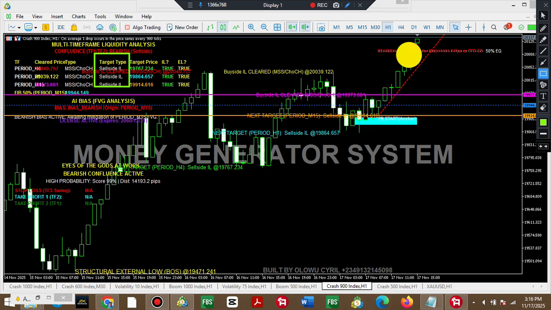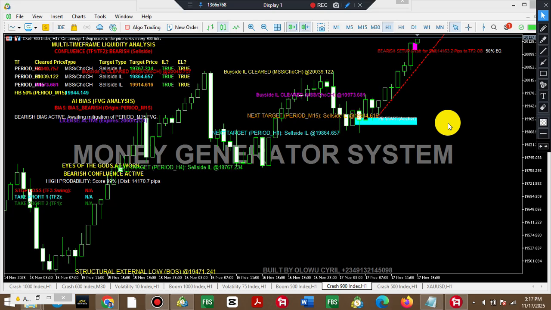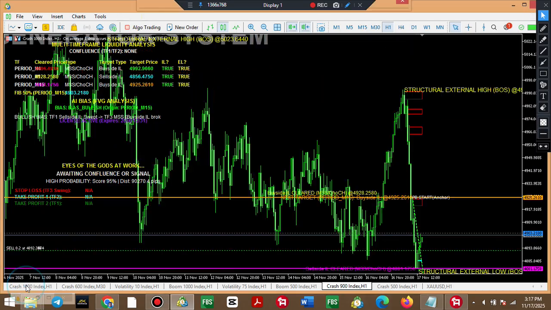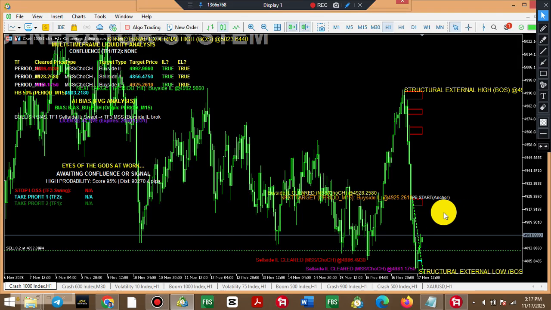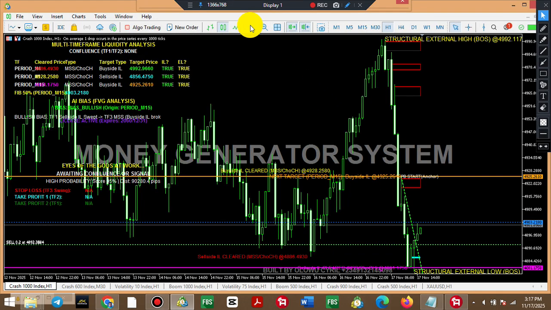So the pullback is going to help you a lot, most especially if you join at the right time. It's going to save you a lot, so you will not miss at any point in time. Now there is one I took on Crash 1000 which I took late. I'm going to show you. Now you can see it. I entered this trade very late.